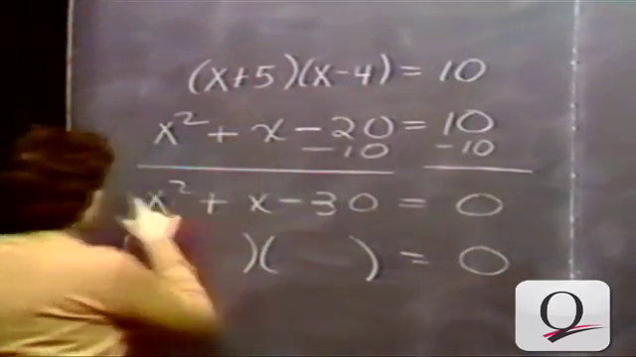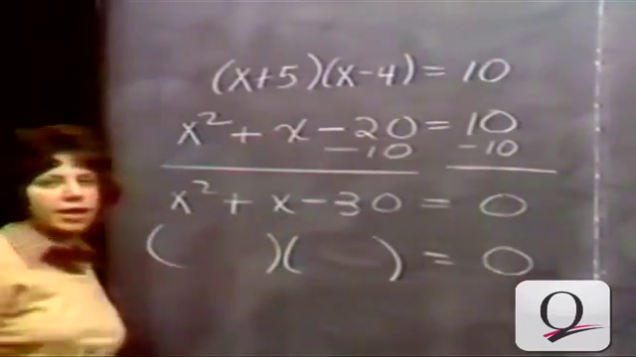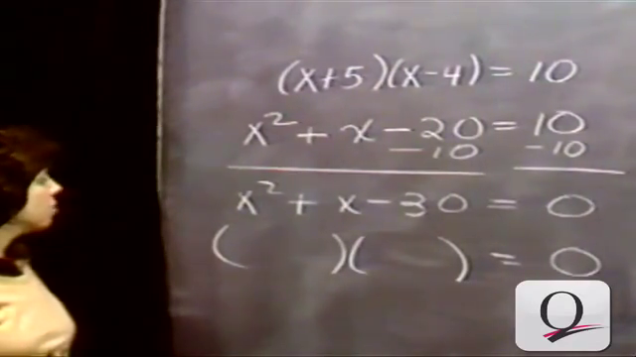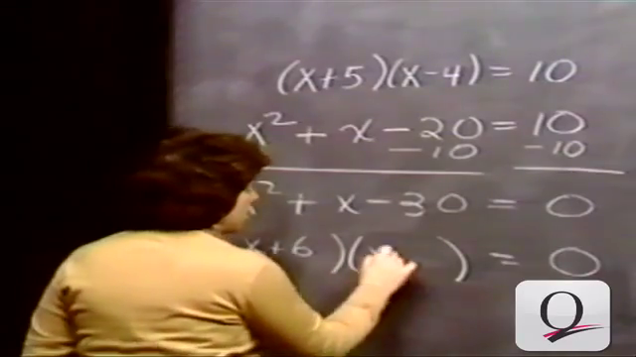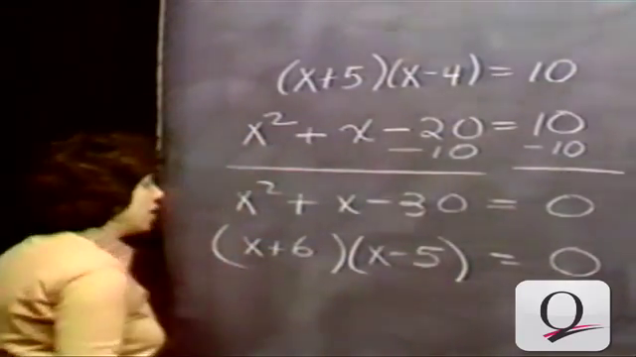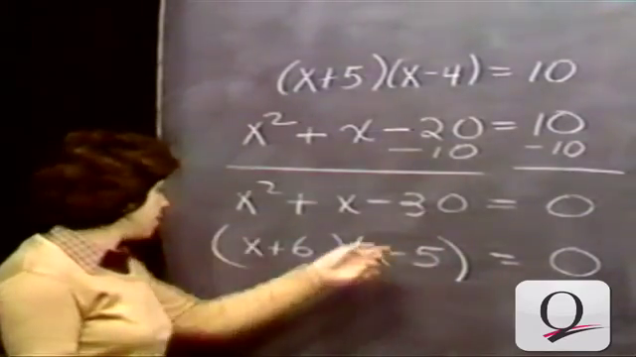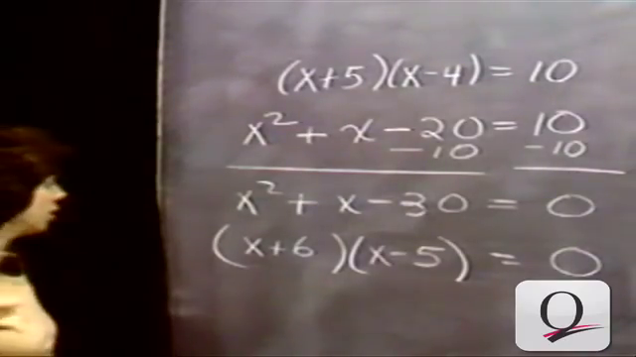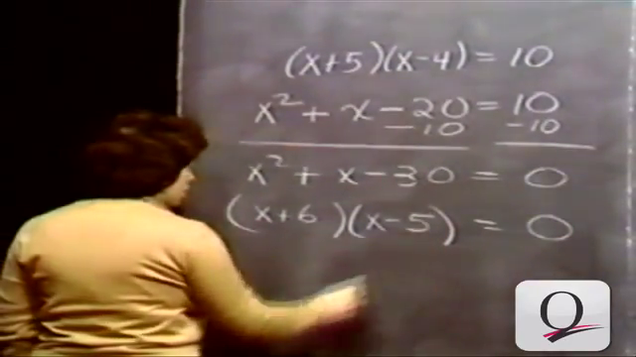And we're going to factor this. The lead coefficient is 1, so we're looking for two numbers which multiply to minus 30 and add to plus 1. Okay, 6 and minus 5 will do it for us. They multiply to minus 30 and they add to plus 1. So when you check it by FOIL, you get x squared minus 5x plus 6x, that's plus 1x minus 30, equals 0. Now, we have the product of two numbers equal to 0.